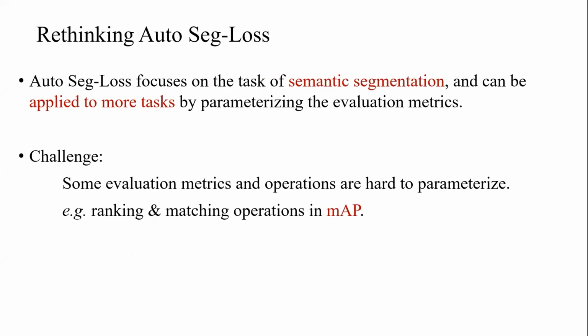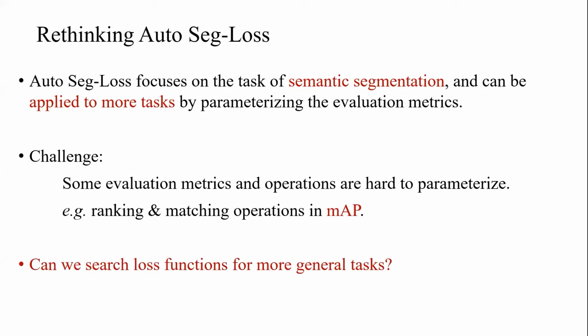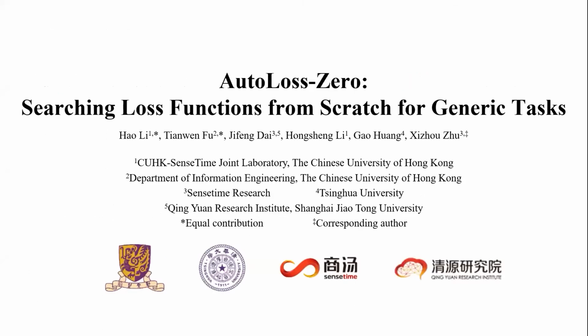So the limitation is that this work is still restricted to a specific task, semantic segmentation. We took advantage of the properties of semantic segmentation at hand, so we could design a unified search space to parameterize the surrogate loss functions. So our next ambition is: can we search loss functions for more generic tasks and for more evaluation metrics for these very different tasks? Here comes our next paper.